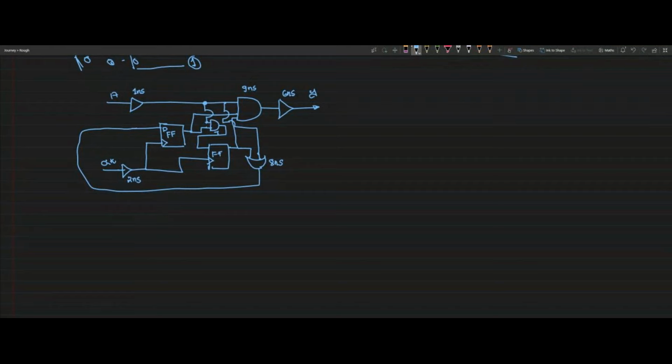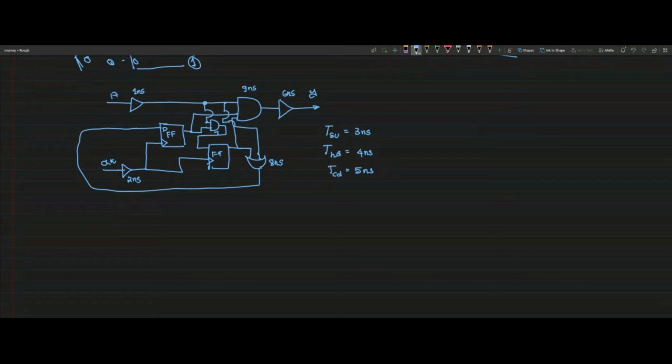The flip-flop characteristics: T setup is 3 nanosecond, T hold is 4 nanosecond. Clock to data delay, from here to here, T clock to data, we have 5 nanosecond. These are the delays. So we have to analyze various paths here.